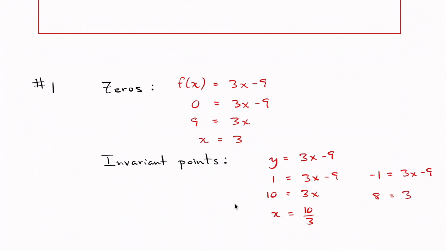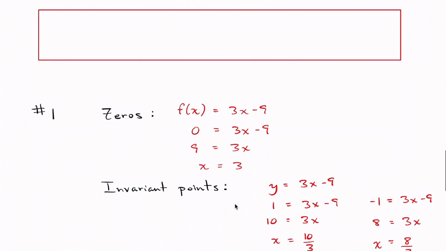So we get 8 equals 3x, and then divide both sides by 3, so we get x is equal to 8 over 3. So this one right here, we got 10 over 3. That is where y was equal to +1, so I'm just going to write that. X is 10 over 3, y is +1. And then the other one, we got 8 over 3, but that one was when y was equal to -1. So those are going to be our 2 invariant points.